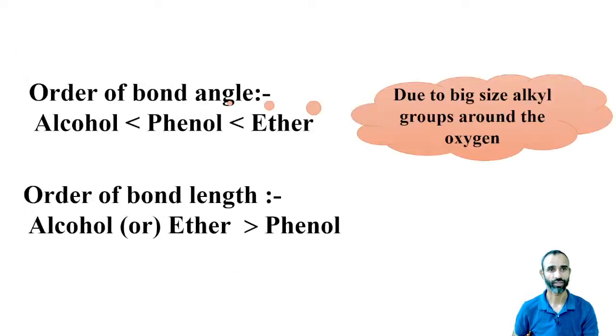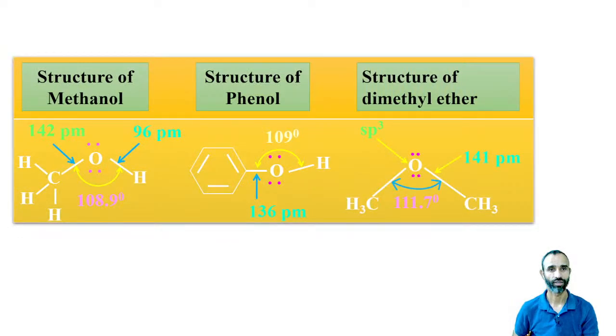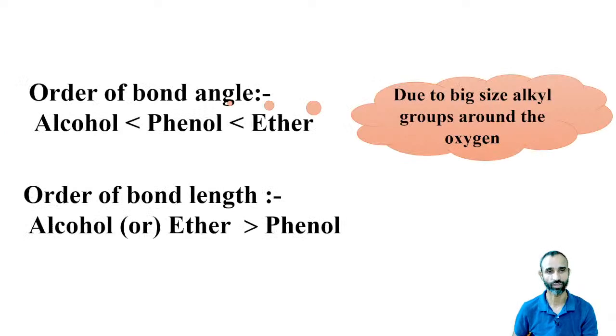So what will be the answer? What are the values? This is 142. Here it is 136. And here 140. 141. So that means 141, 136, and 142. That's why alcohol is the right option.